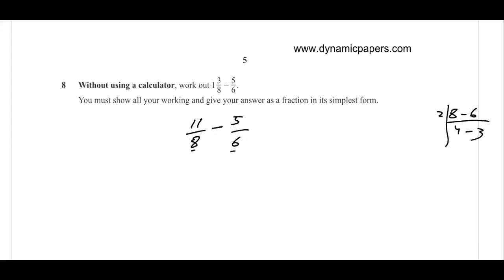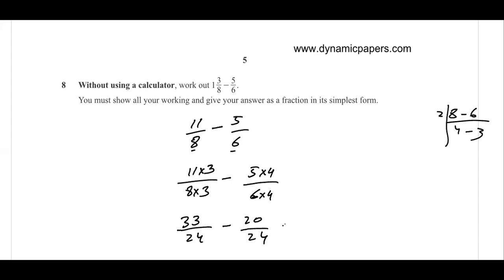So how can you make 24 from 8? You should multiply it by 3. If you multiply the denominator by 3, you must multiply the numerator by 3 also. Minus 5 over 6. I want to make this 24, so multiply this by 4. What will it become? 33 over 24 minus 20 over 24.